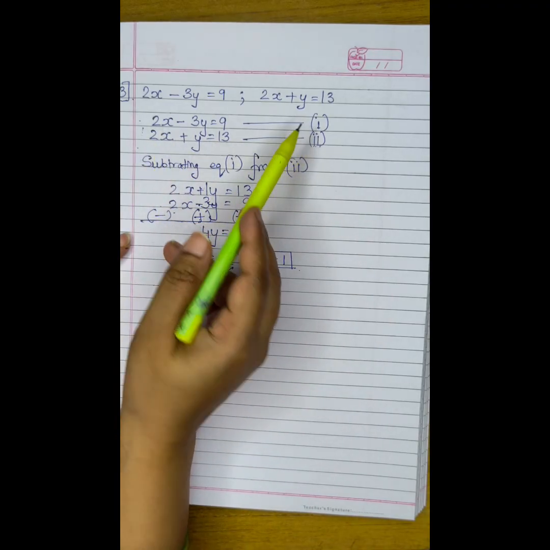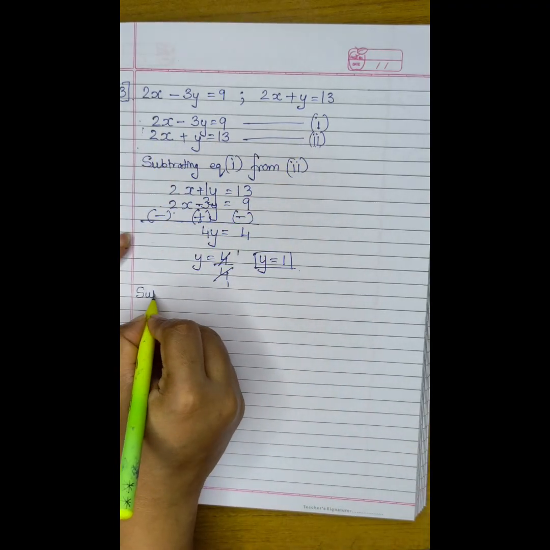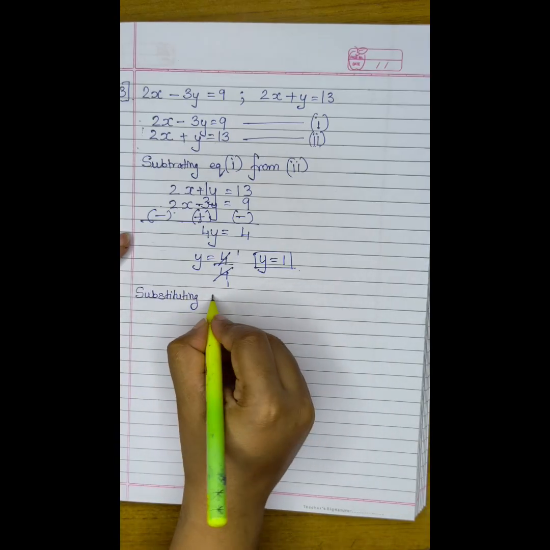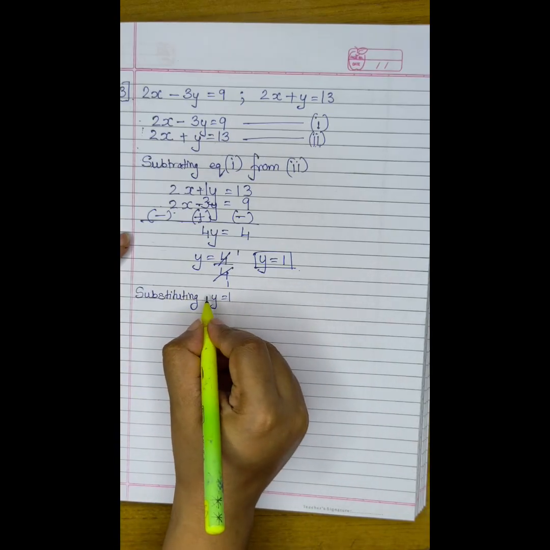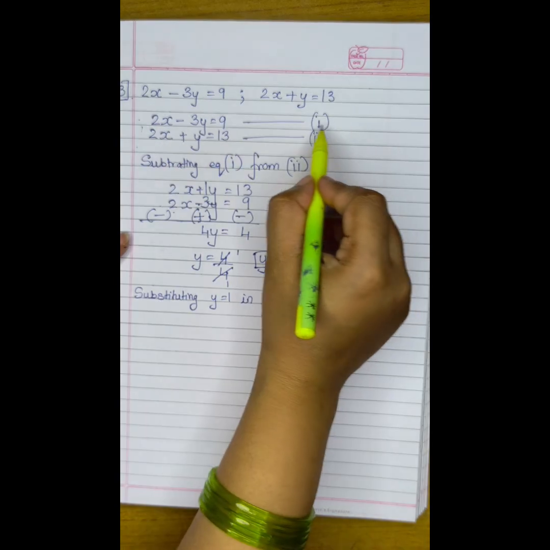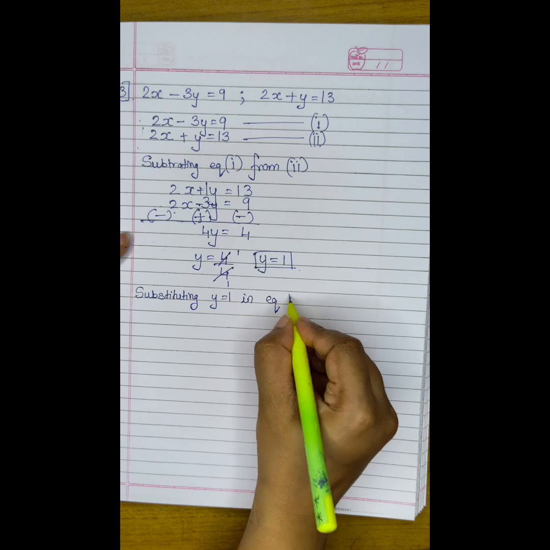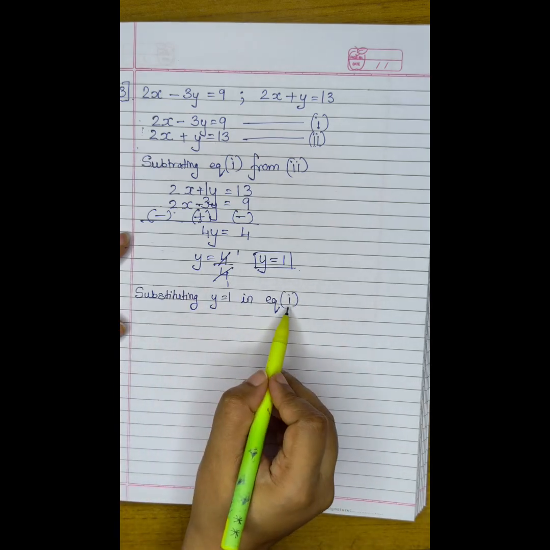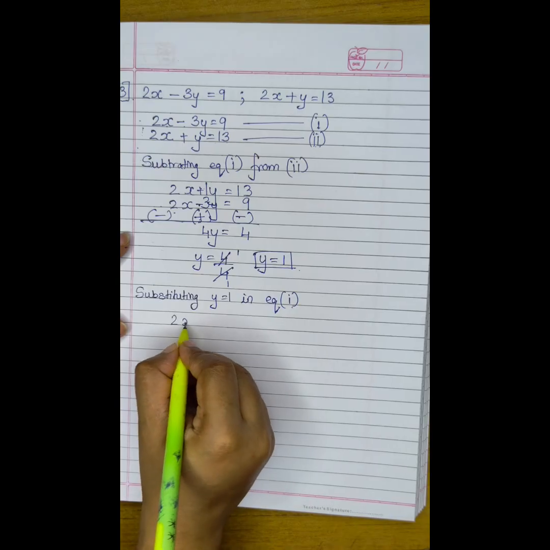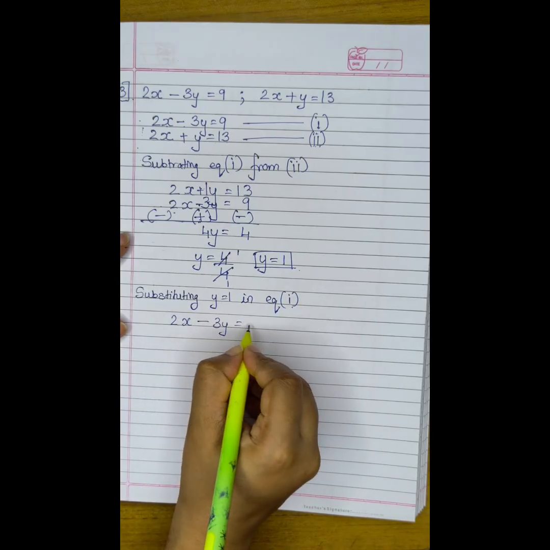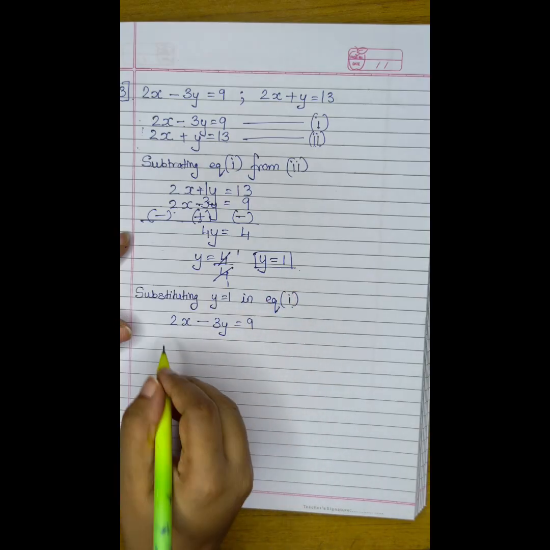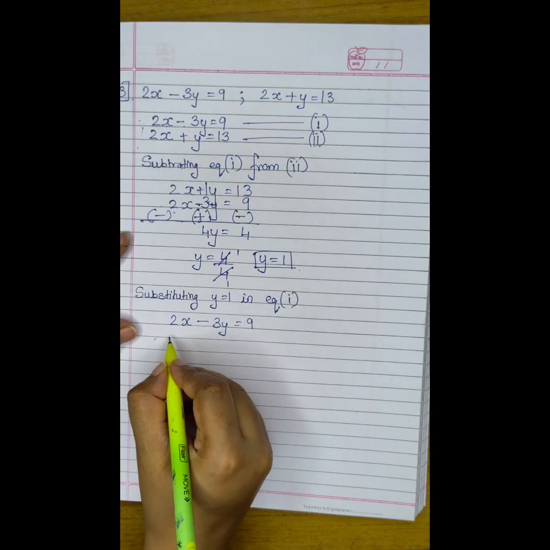Suppose I am using equation 1. So substituting y is equal to 1 in equation, any one equation you can take. So I am using the first equation. Now write down that first equation: 2x minus 3y is equal to 9. Now in place of y we will use 1. Now 2x keep it as it is.